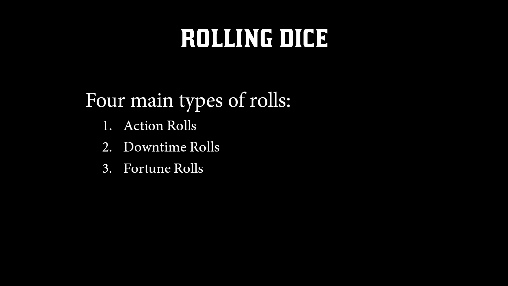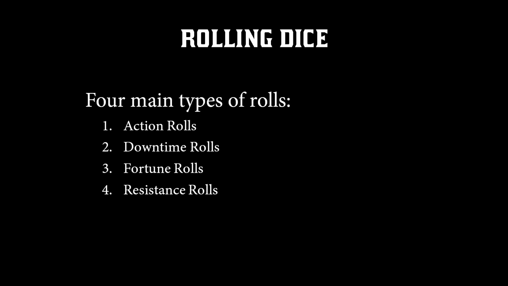The next are the fortune rolls, and these are kind of like flipping a coin to see what comes up. It's basically appealing to fortune to see which way the wind blows, what kind of outcome happens. For those of you who have played Burning Wheel, this is kind of similar to the Die of Fate in that game.